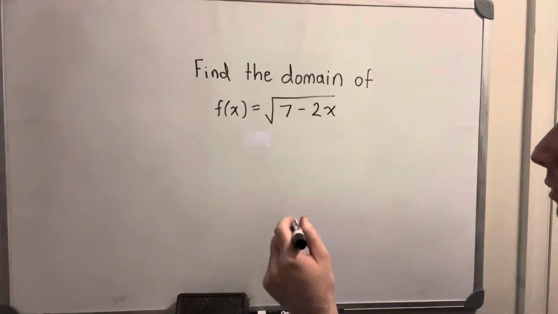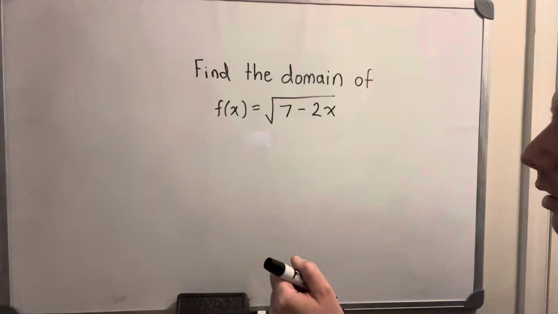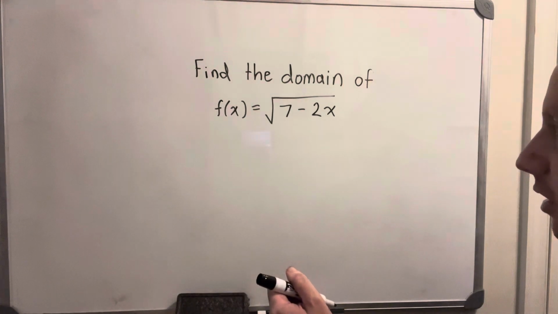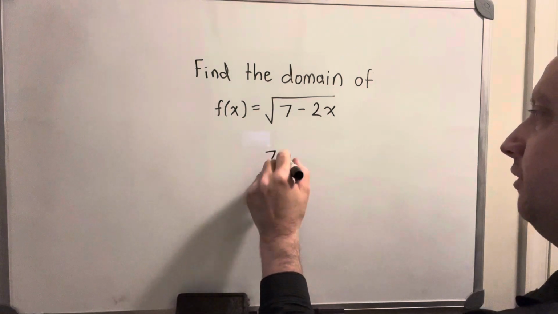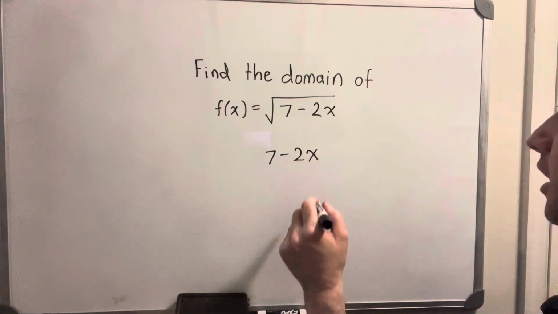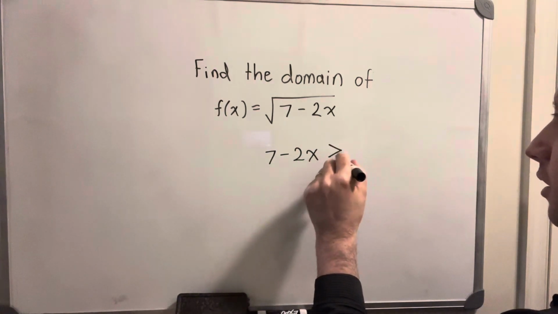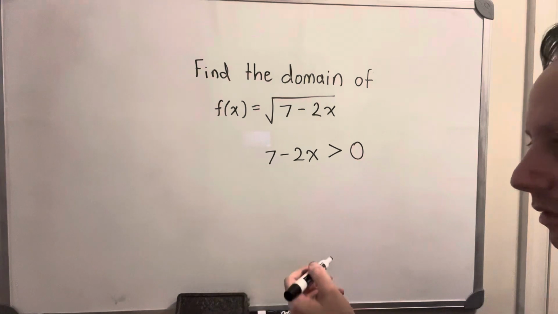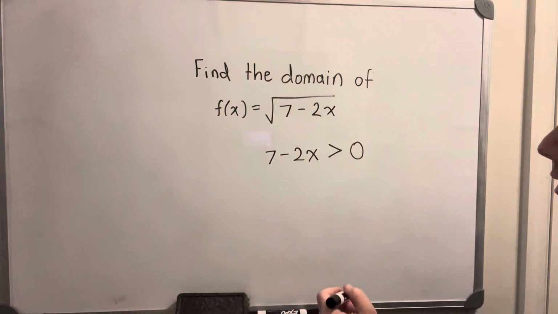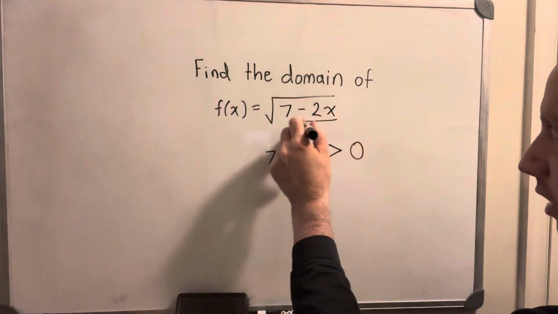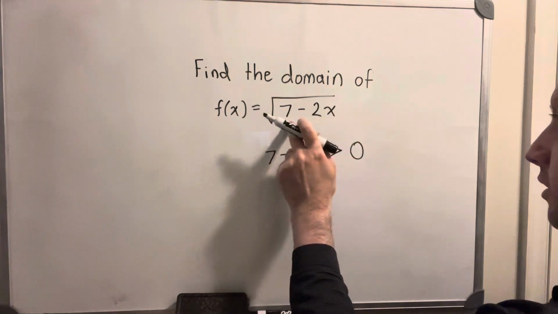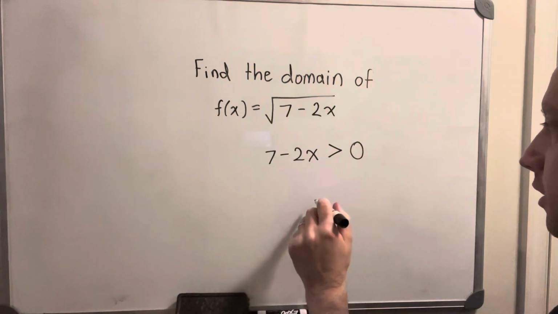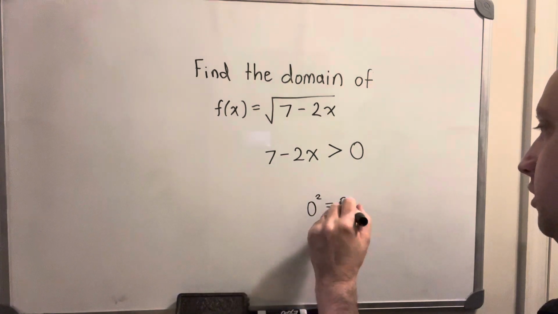So, solution path, we can set up an inequality. What inequality would you set up? 7 minus 2x is what? Is this the right inequality to search for? Is this value allowed to be exactly 0? Yeah, because the square root of 0 is 0, because 0 squared equals 0.